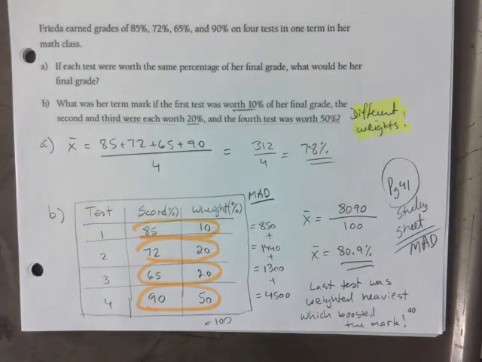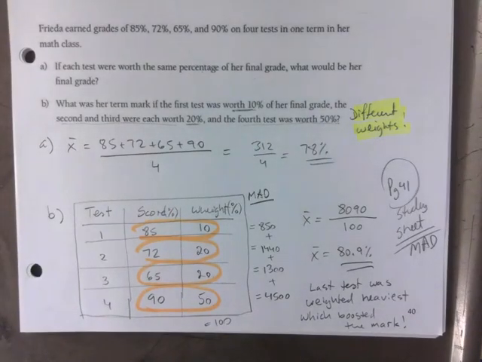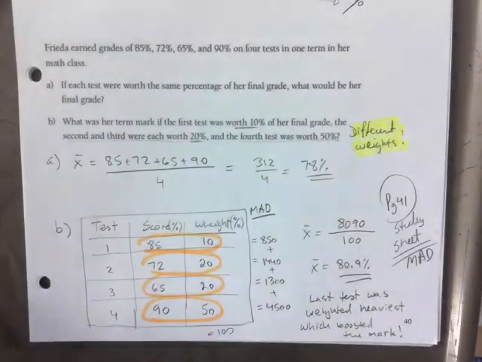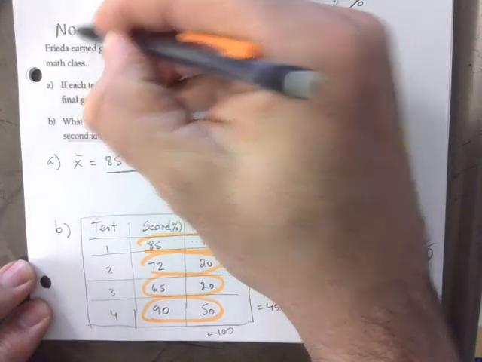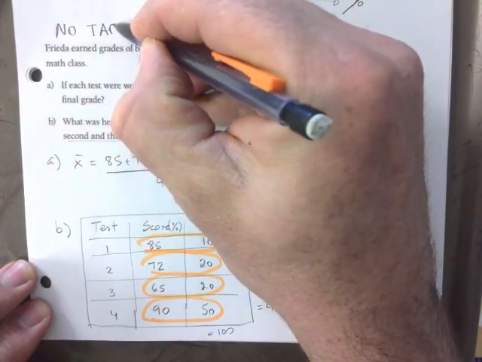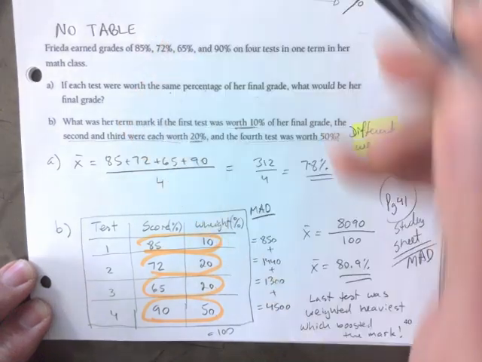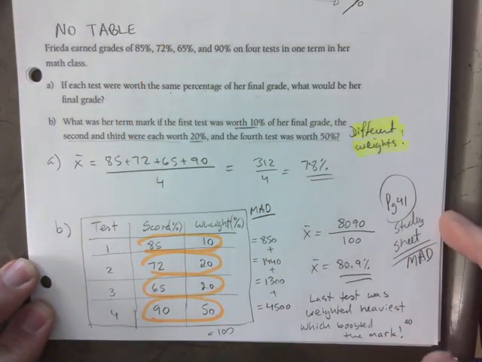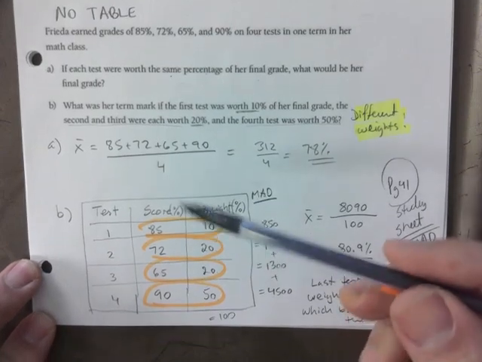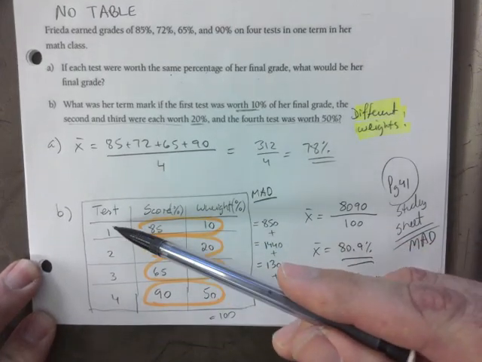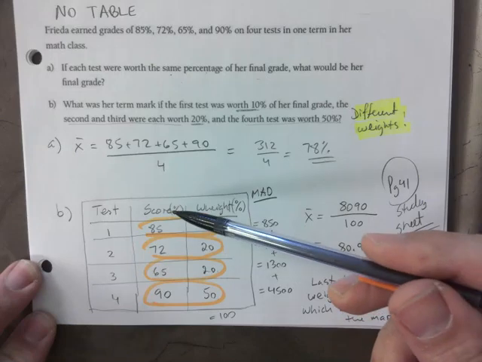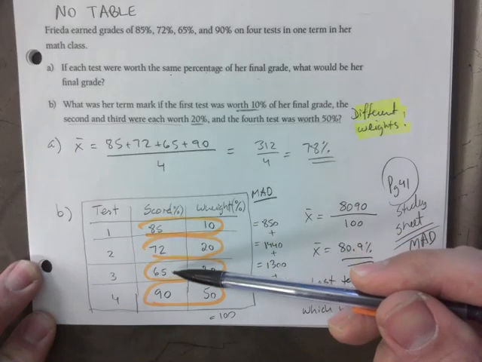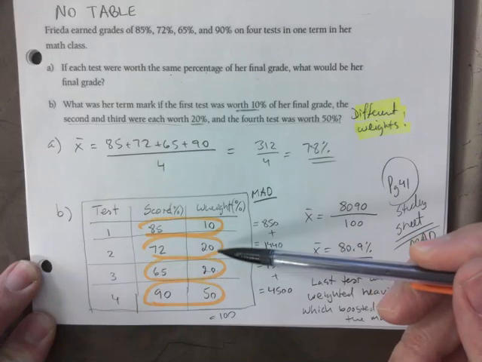Then page 40, I don't know if you had time to copy this down, but this is one that did not have a table. So I will actually put a heading on the top here of this question. There's no table here, but this is a weighted mean situation, okay? So we made our table. We put the 4 tests in place, what we scored on every test, and what the weight was for every test.